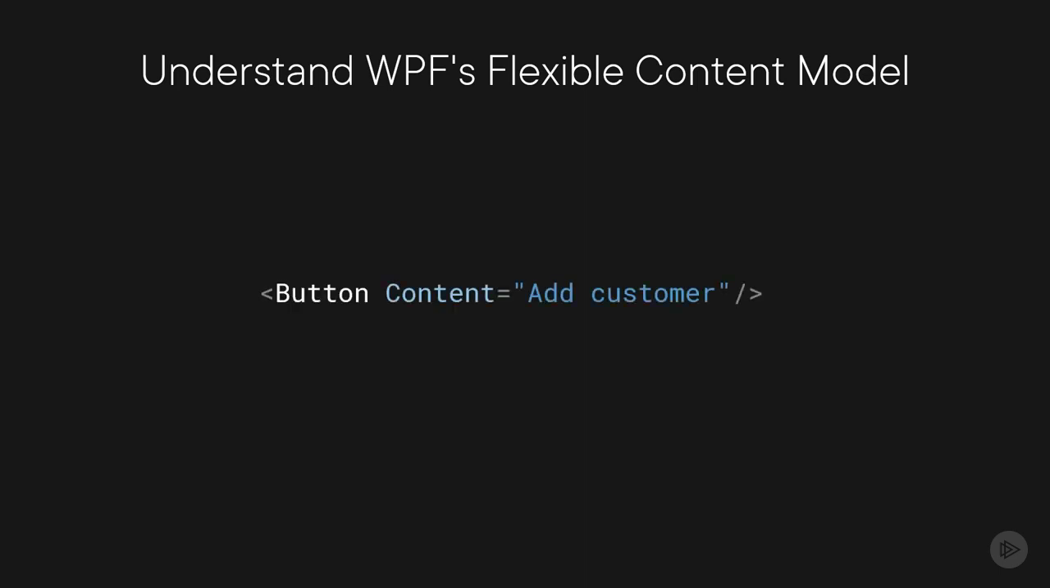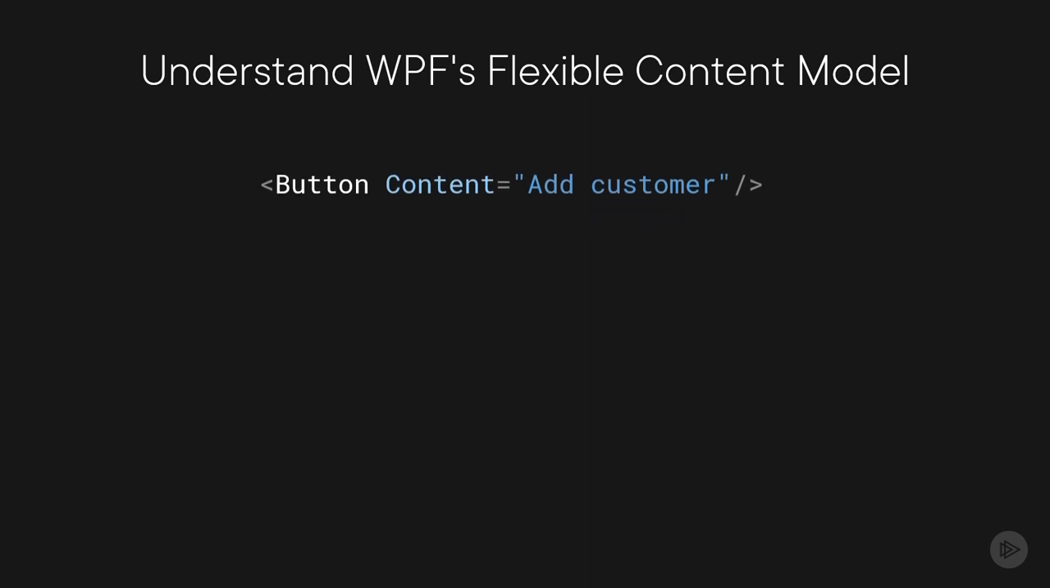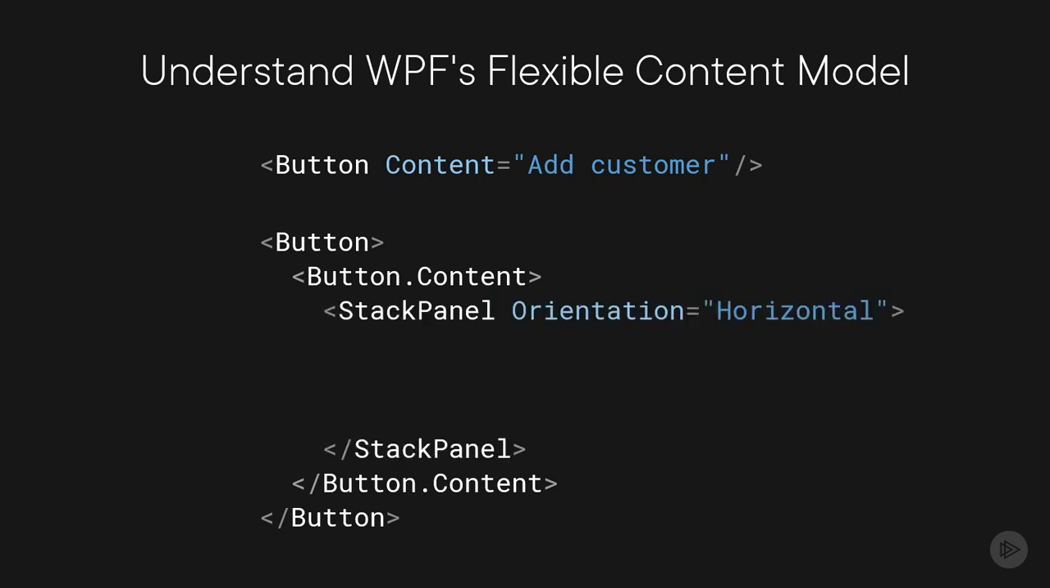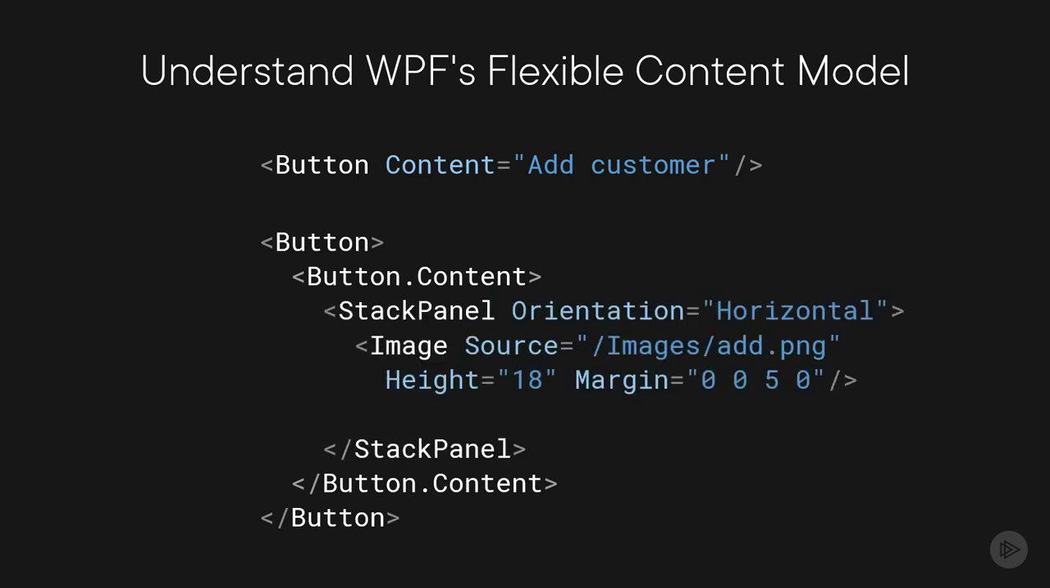You can set the content property of a button to a simple string, like here to the string @customer. But instead of a simple string, you can set the content property to a complex object by using the property element syntax. Then you can assign, for example, a stack panel that contains an image and a text block. Now the button has an image and text as a content.